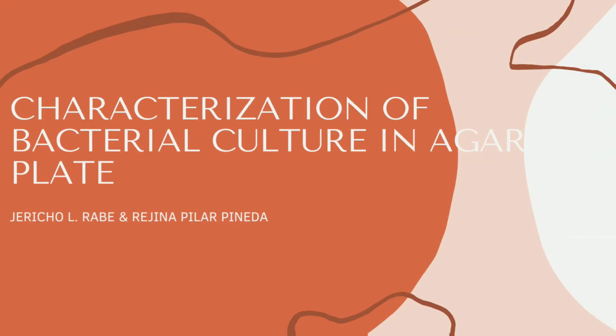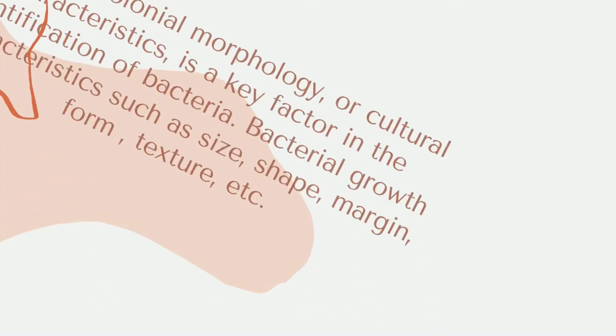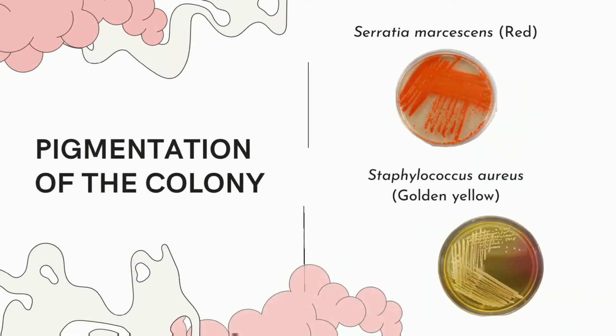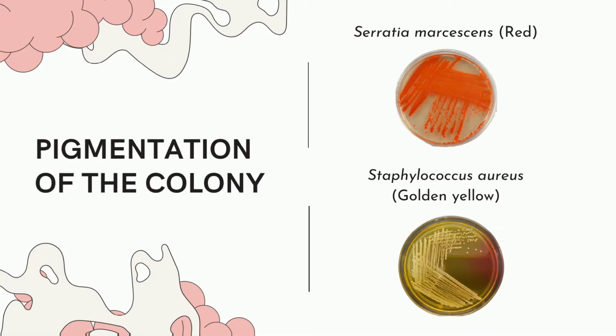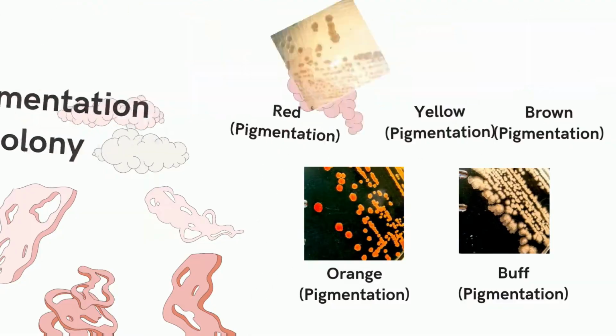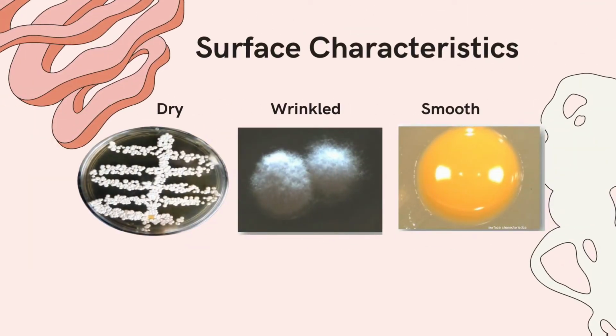Characterization of bacterial culture in agar plate. Bacterial colonial morphology, or cultural characteristics, is a key factor in the identification of bacteria. Bacterial growth characteristics such as size, shape, margin, form, texture, etc. Pigmentation of colony. Surface characteristics.